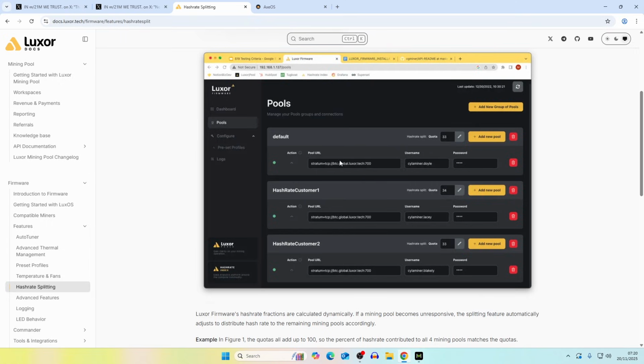So you can see how it's kind of set out in the UI by here. You have your pool address, your username, password, and the main thing is the hash rate split by there. So that's 33% of the hash rate, 34, and then 33 again, equaling 100% of the hash rate split out between three pools. And it says on here you can add as many pools as you want to, so you can direct your hash rate to whatever you want to.